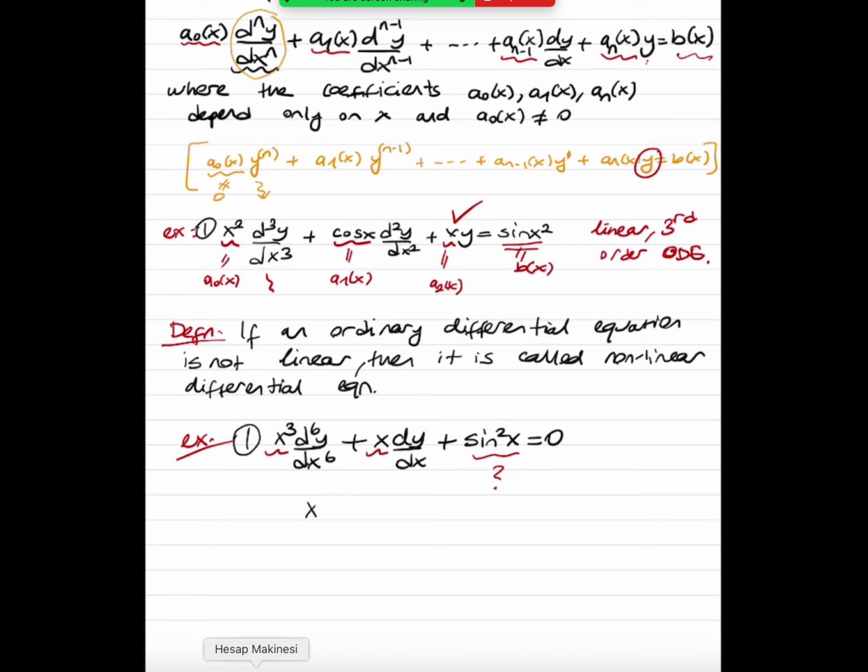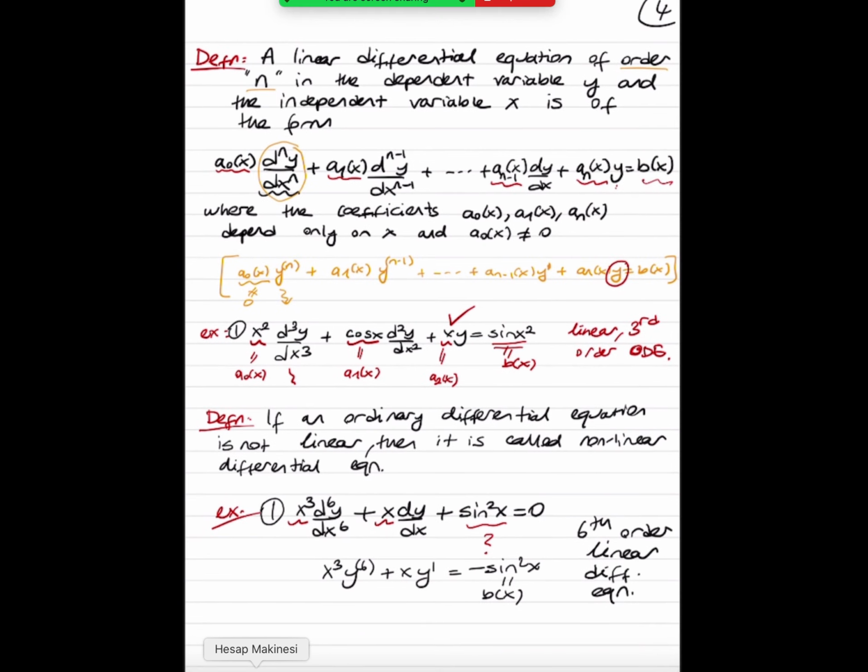We can write this equation with minus sine square x on the other side. So this is our b(x), right? There is no problem with that. This is a sixth order, and the coefficients only depend on x. So this is a sixth order linear differential equation. Great. Okay, this is linear.